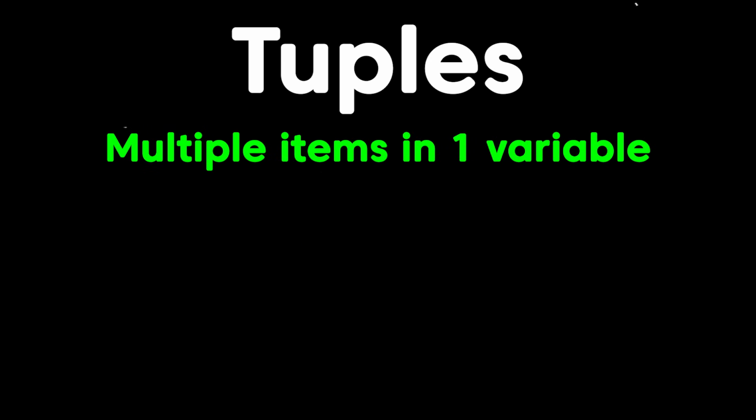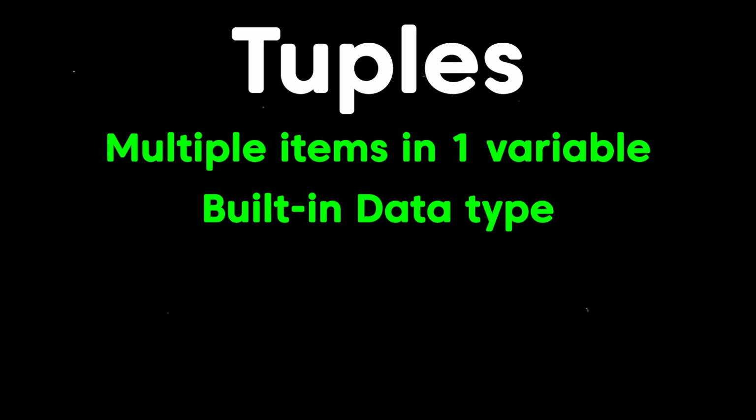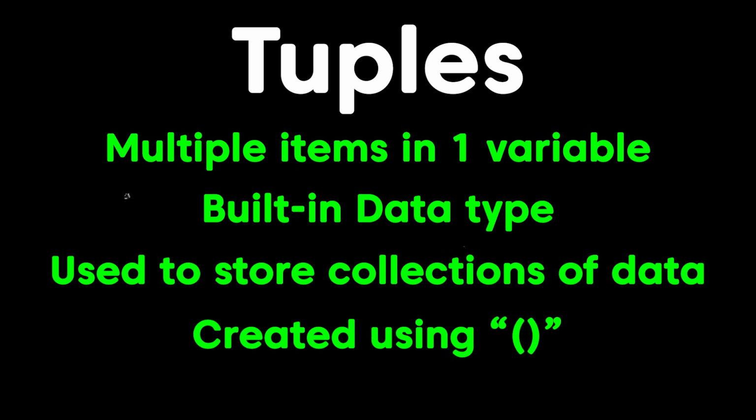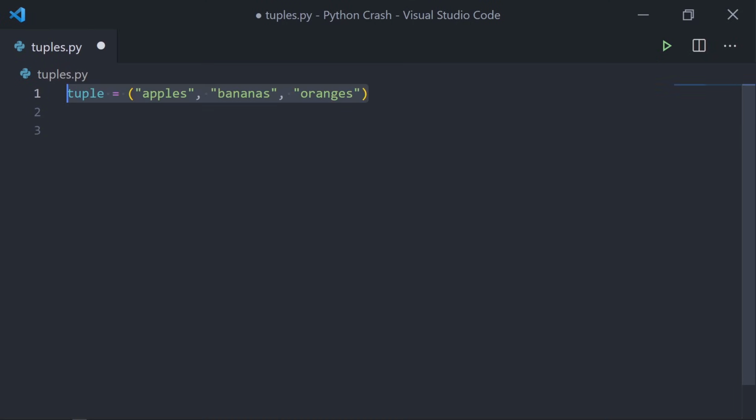Now tuples are used to store multiple items in just a single variable. And once again, this is one of the 4 built-in data types that's used to store collections of data. A tuple is a collection which is ordered, however it's unchangeable, which is why it differs from a list. And tuples are also written with round brackets instead of square. Let's go ahead and say tuple equals to, again, apple, banana, and orange. When we go ahead and print this out, we get the expected output.